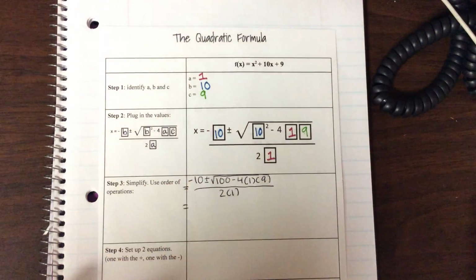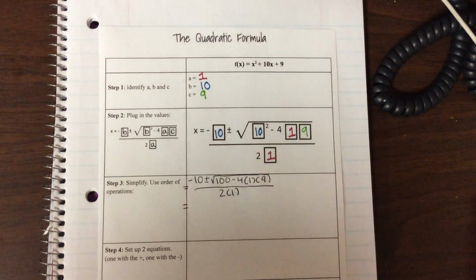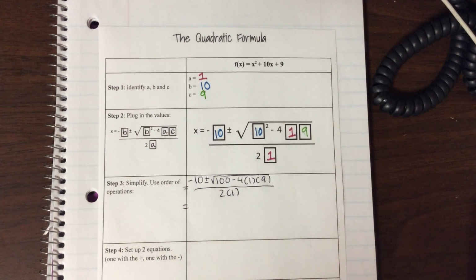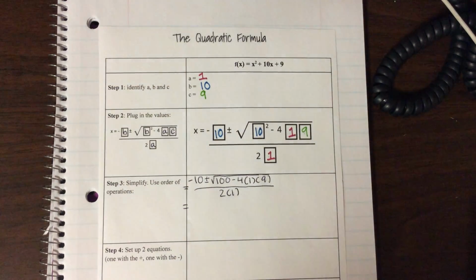Wait, why is it 4? It's just the formula. I could show you the proof for the formula, but it's a lot of math that you don't need to know. You can look it up on Khan Academy. That's what I did. Too much work.